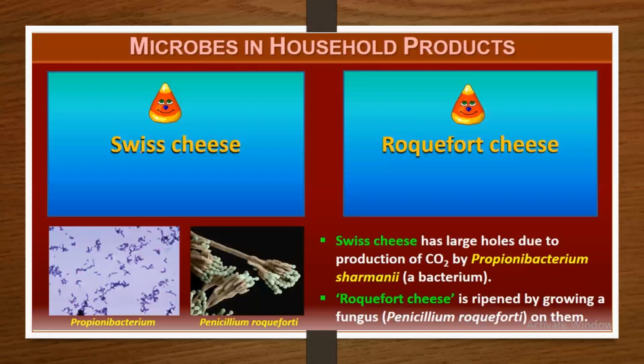Children, there are different types of cheese, and the most common are Swiss cheese and Roquefort cheese. Swiss cheese has characteristic large holes due to the production of carbon dioxide by a particular bacterium known as Propionibacterium shermanii. On the other hand, Roquefort cheese has a peculiar, characteristic smell. This cheese is ripened by growing it with a fungus, Penicillium roqueforti.